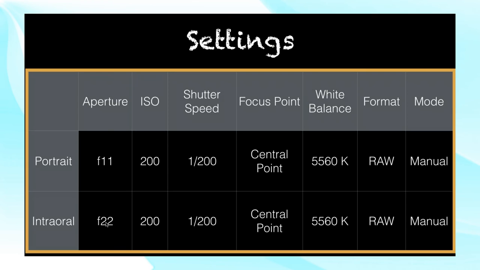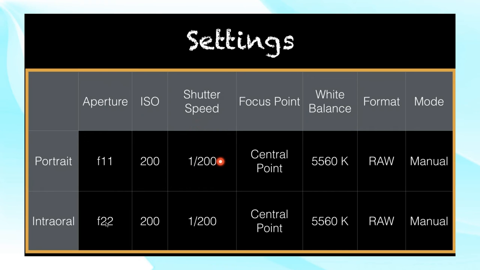So finally, the page that everyone wants to know, it's the settings. So what settings do we use for photography? We have two different types of photography: portrait photography and intraoral photography. And I want you to just focus on these first three settings right here. Remember, aperture, ISO, and shutter speed.